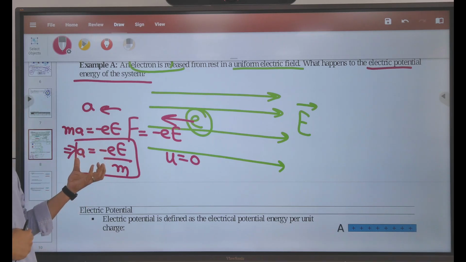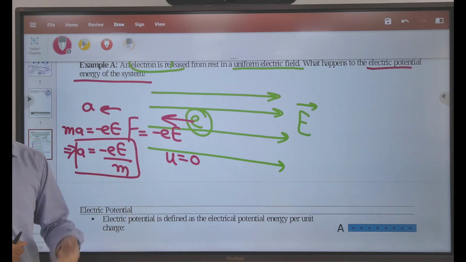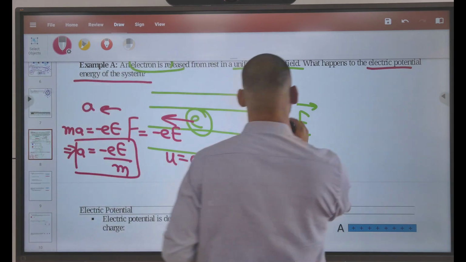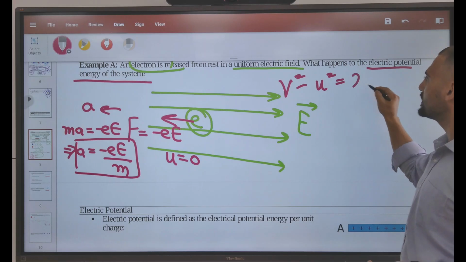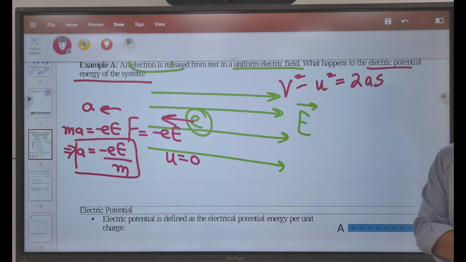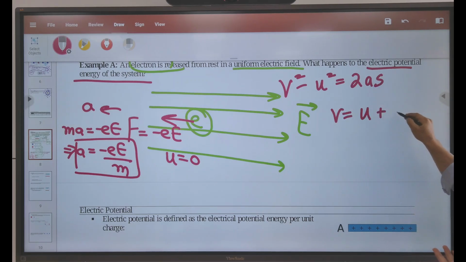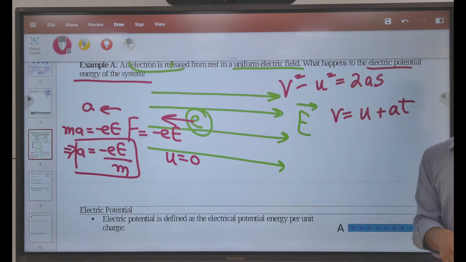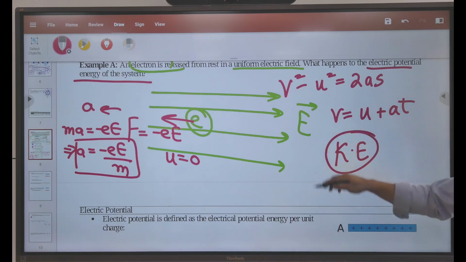So we have the acceleration. Initial velocity was 0, due to which we can have some other velocity. Velocity is continuously increasing in this direction. So we can say v squared minus u squared is equal to twice as. Or you can also say final velocity is equal to u plus acceleration multiplied by the time. So you can find the final velocity. When there is velocity, that means there is what? Kinetic energy, isn't it? Yes or no?